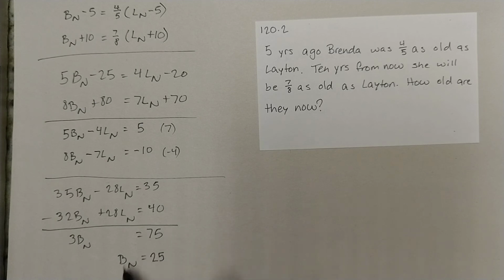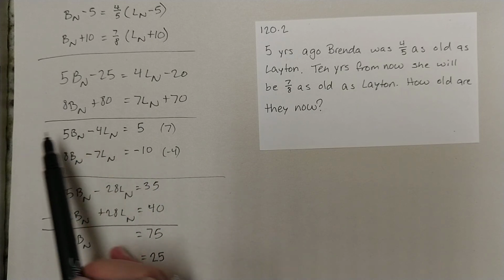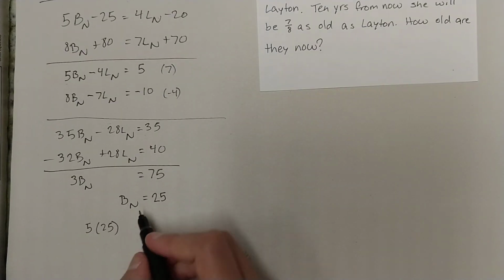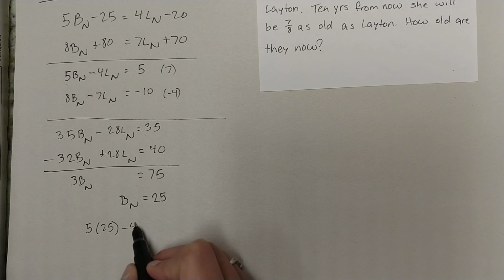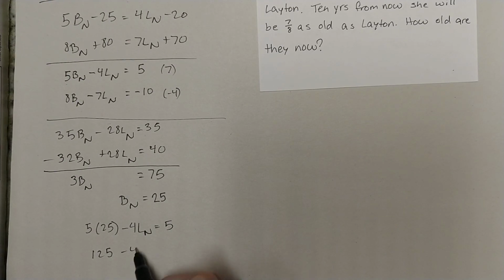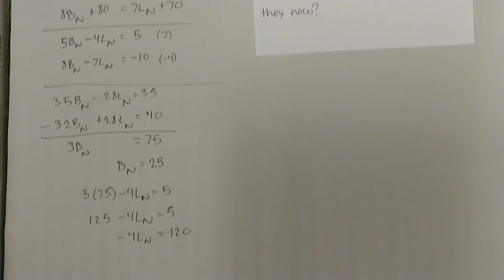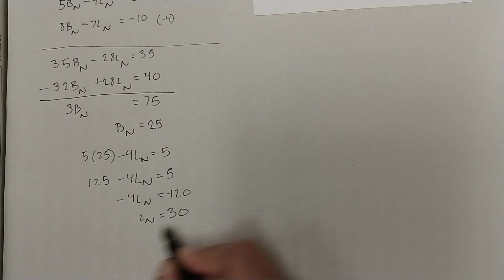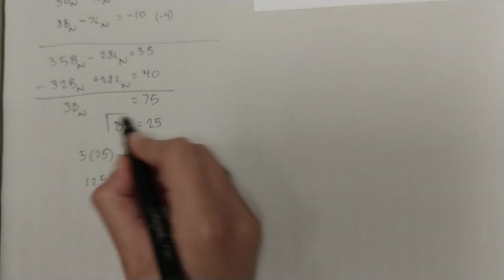Alright, we can take that 25, plug it back into our original equation. We're going to use this one. So 5 times Brenda's age. Alright, so Leighton is 30. So those are our two answers.